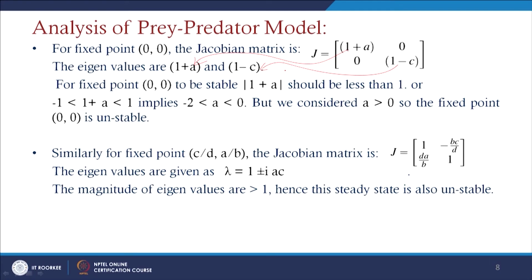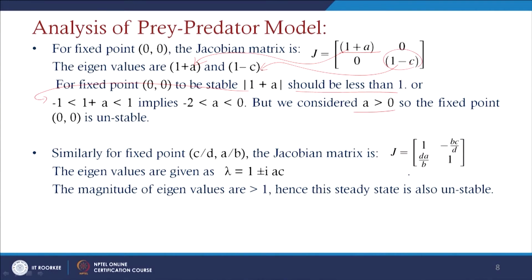And for the fixed point 0 0, it is said to be stable if we assume that the absolute value of 1 plus a should be less than 1. With simple manipulation, minus 1 is less than 1 plus a, which is less than 1. This implies that a should lie between minus 2 and 0. But if we consider a greater than 0, the fixed point 0 0 is unstable, since it will give a positive value there.